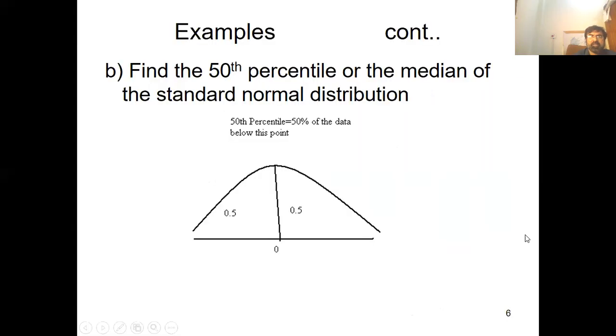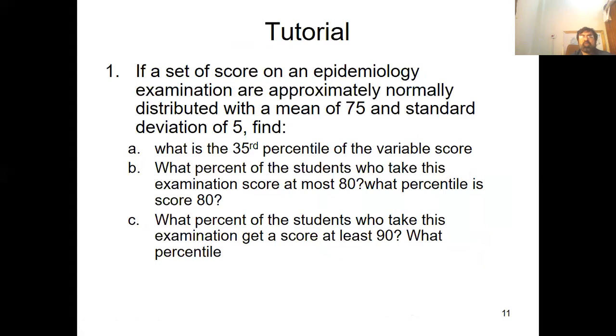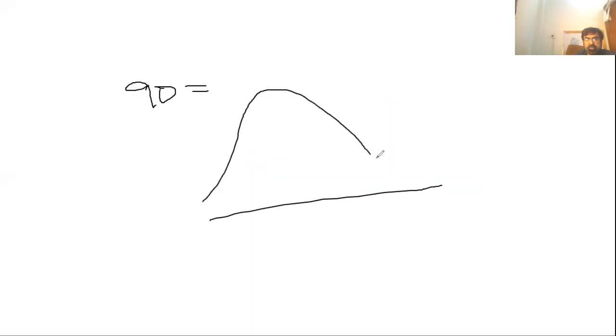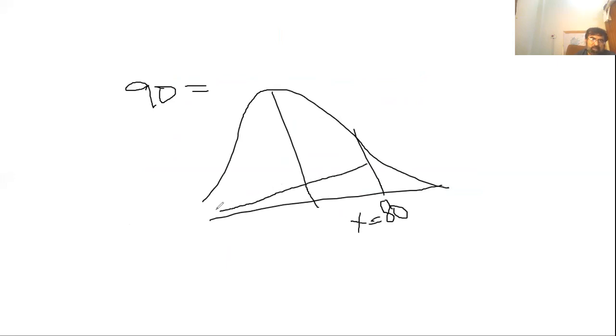Now do the other one. A person who has 90 marks. What percent of the students who take this examination get a score at least 90, and what percentile? Now first, the student at most 80. If x is 80, what will be the percentage of those students who will get below 80 marks?